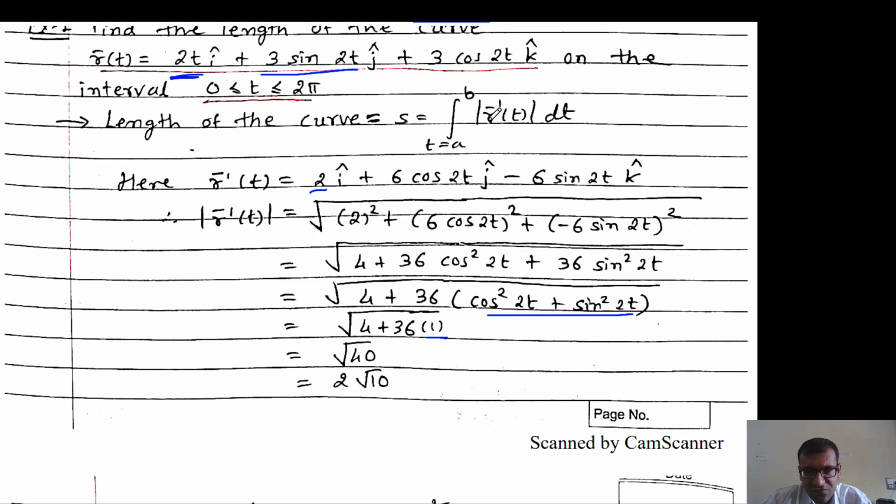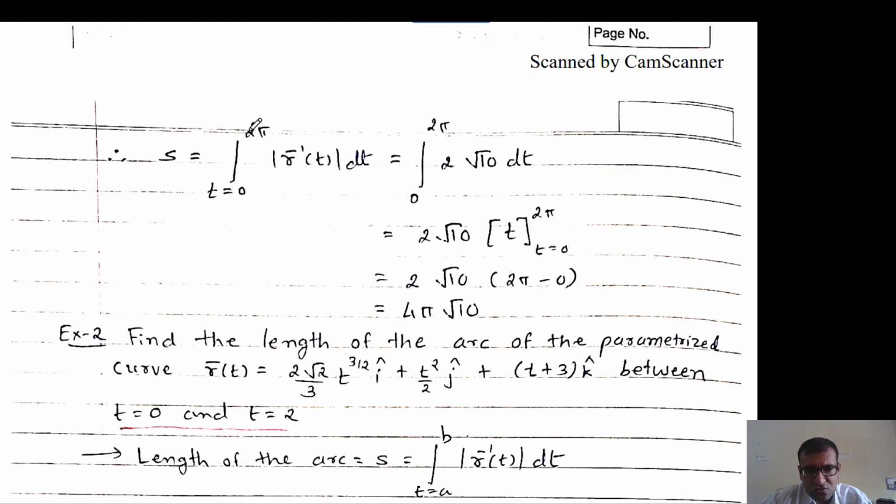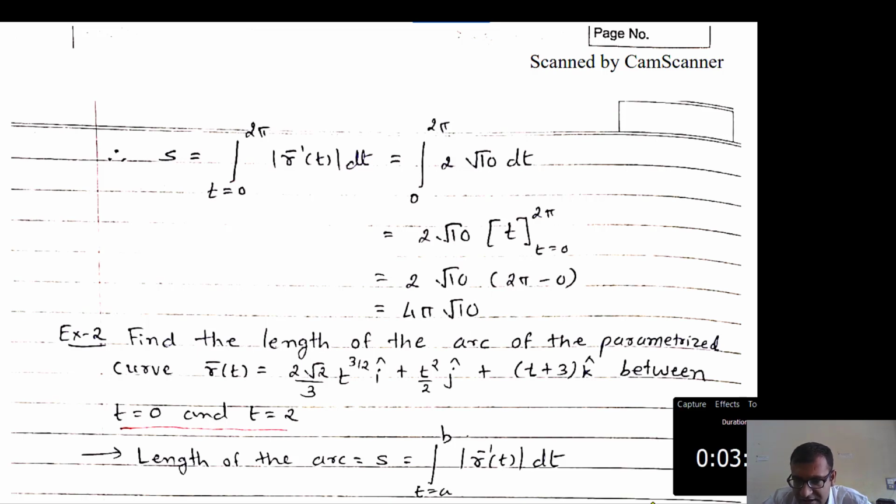Now put these things into the formula. So arc length s is equal to integration from t is equal to 0 to 2 pi of mod r bar dash of t dt, that is equal to integral from 0 to 2 pi. What is mod r bar dash of t? 2 root 10 dt. Now 2 root 10 is constant, right? You can take it outside, 2 root 10, and integration of dt is t, limit is 0 to 2 pi. It gives us 2 pi minus 0. So it is 4 pi root 10.